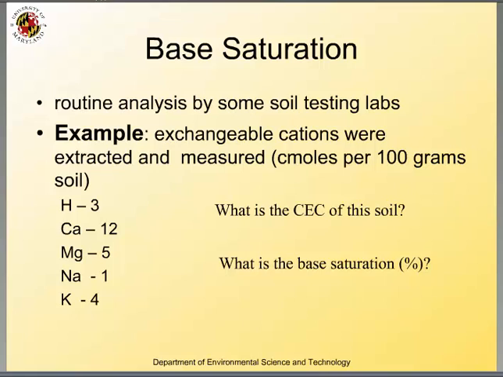All you have to do is add them up. They already expressed them in the right units. 25. This soil has a CEC of 25 units of charge, centimoles, per 100 grams of stuff. If you get your data in centimoles per 100 grams of soil, all you have to do is add them up.